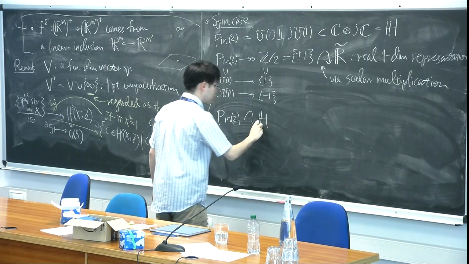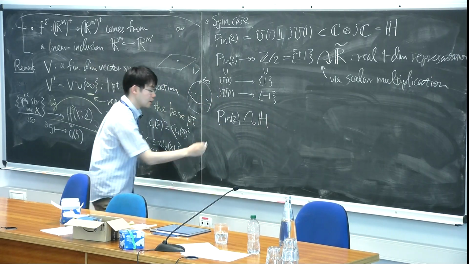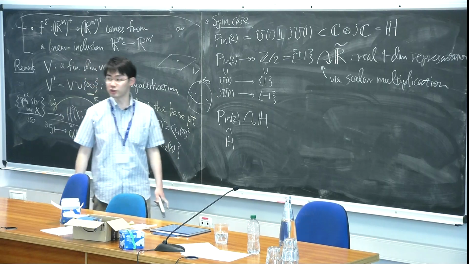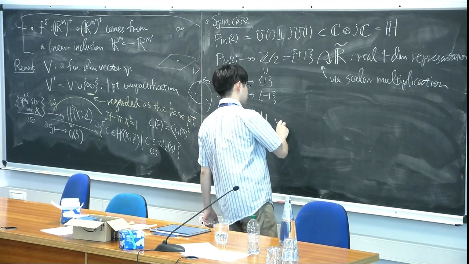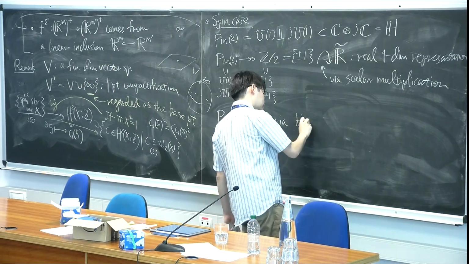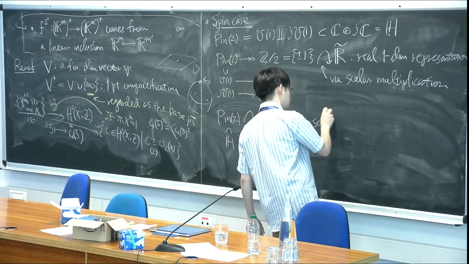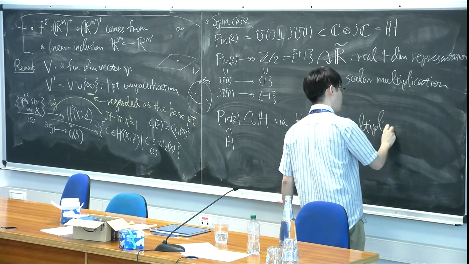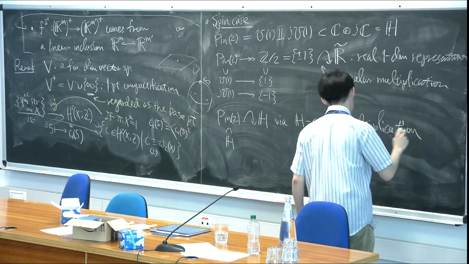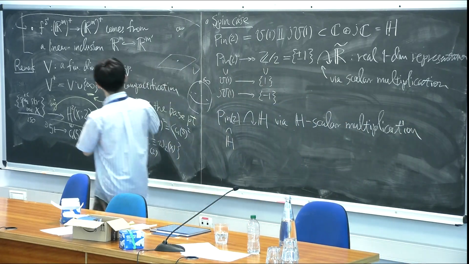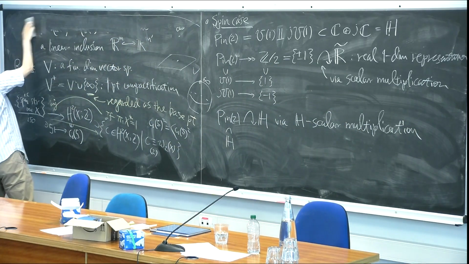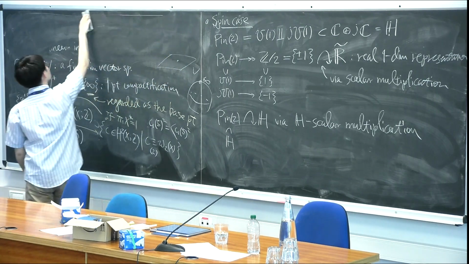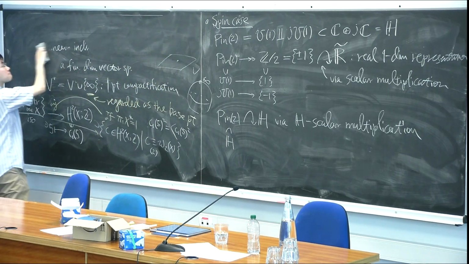The other action I care about is the action on the space of quaternions. Recall Pin2 sits inside the quaternions, so this action is given by quaternionic scalar multiplication. You just act Pin2 on H using the quaternionic product structure.